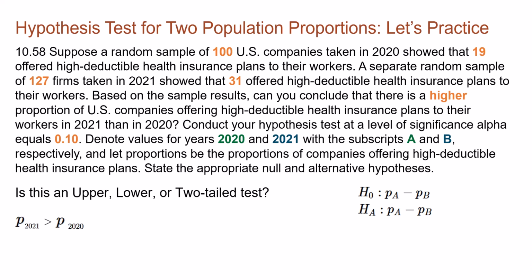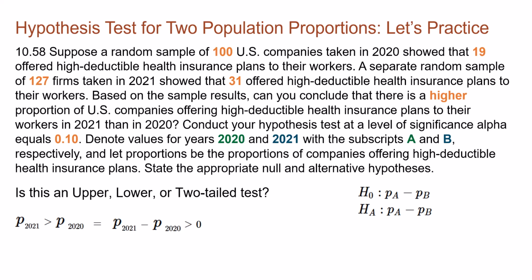Based on what we were told in the story, we know that we're interested in proving whether the population proportion for the companies sampled in 2021 is higher than the companies sampled in 2020. So we can start with the statement P sub 2021 is greater than P sub 2020. We need to now phrase that in terms of zero, so we could rewrite it as P sub 2021 minus P sub 2020 is greater than zero.